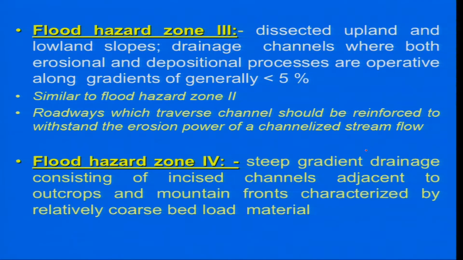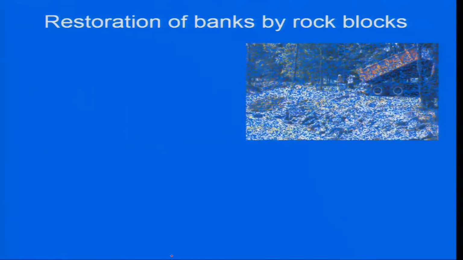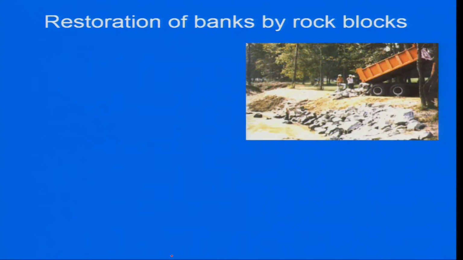And then flood hazard zone 4, which includes the steep gradient drainages, consisting of incised channels adjacent to the outcrops and mountain fronts characterized by relatively coarser bed loads. This is what we were talking about, the proximal part of the alluvial fan regions, or the cliffy region along the fronts. So, for example, restoration is a very well followed practice.